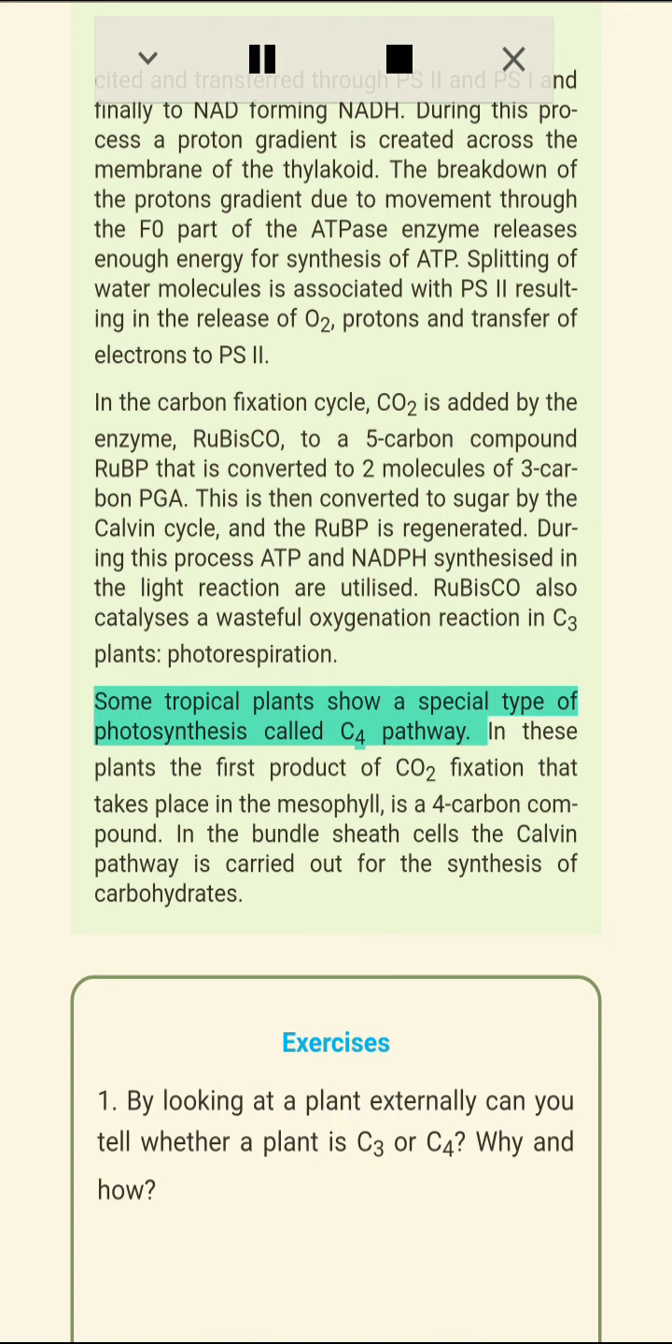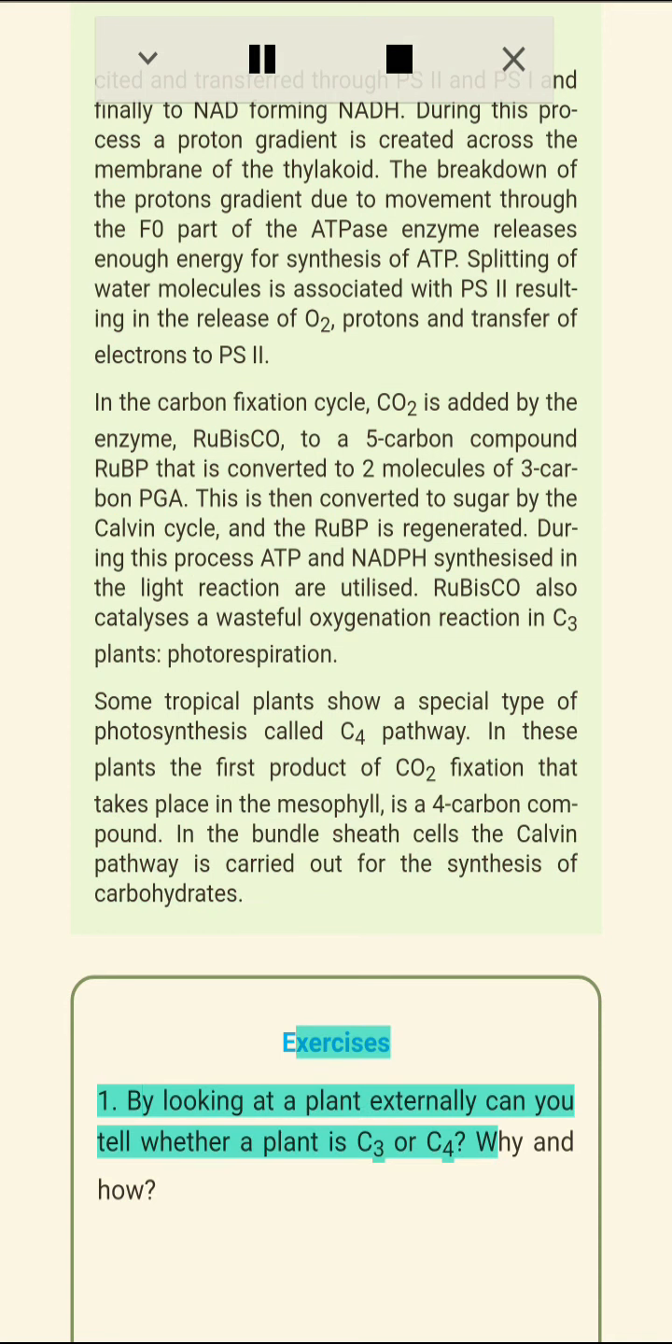Some tropical plants show a special type of photosynthesis called C4 pathway. In these plants, the first product of CO2 fixation that takes place in the mesophyll is a 4-carbon compound. In the bundle sheath cells, the Calvin pathway is carried out for the synthesis of carbohydrates.